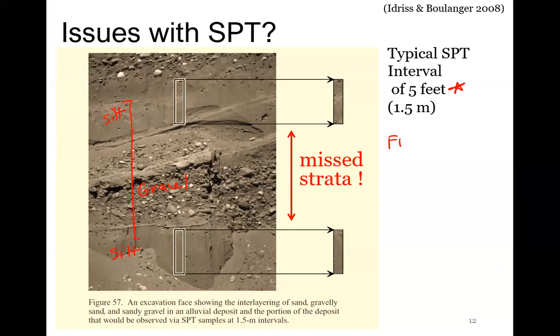So FDOT tries to bypass this. For bridges or other types of large structures, they require a sample every 2.5 feet. That's at least a little bit more beneficial. You get a little bit better resolution with depth, but you could still easily miss a soil layer at 2.5 feet, or miss the change between a sand and a clay layer if you're just taking these point measurements every 2.5 feet in depth.